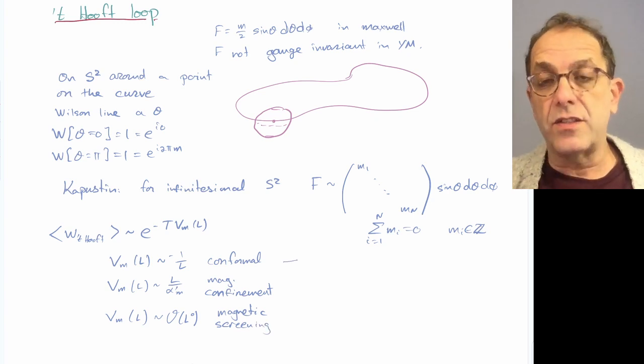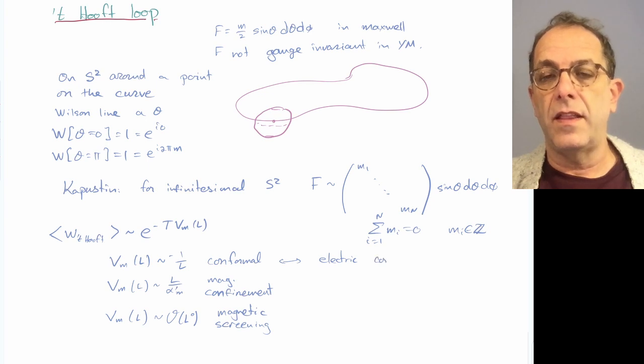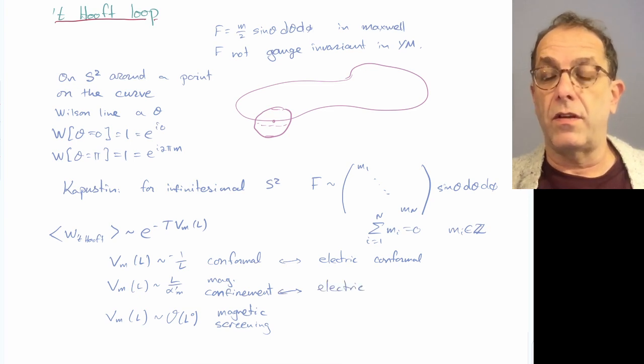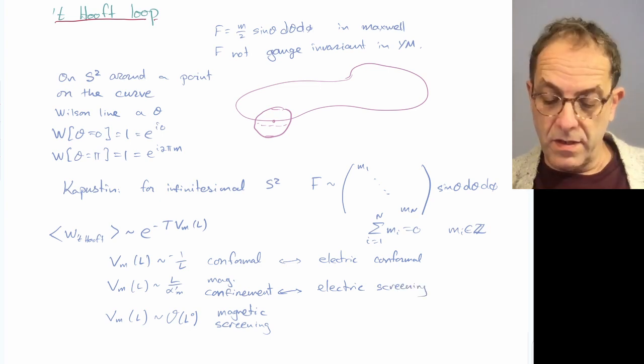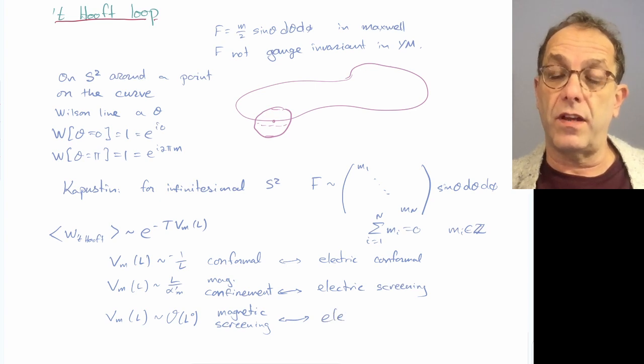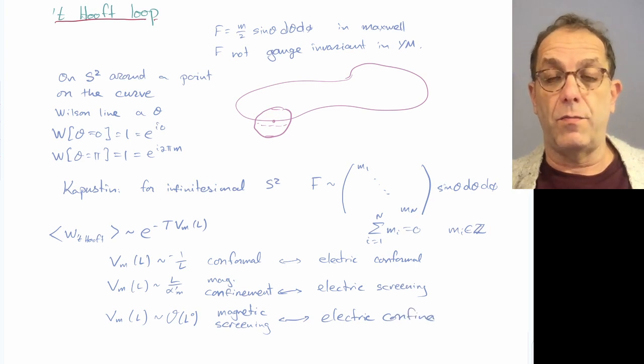If magnetic charges are confined, then you have free, electrically charged particles. So electrically charged Wilson loops will be screened. And vice versa, if you have magnetically charged particles that cause magnetic screening, then your electric theory will be confining.